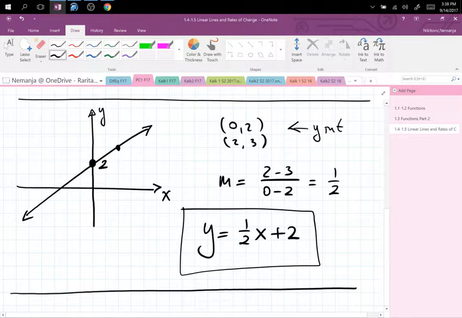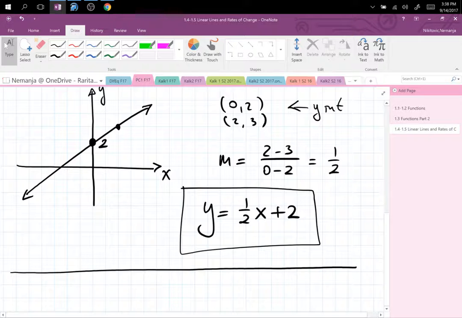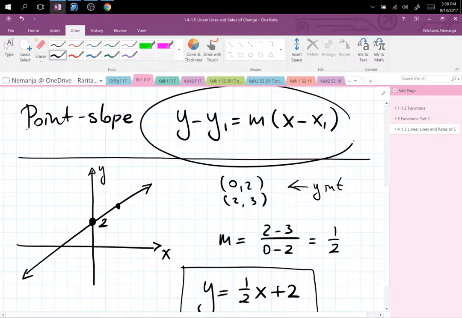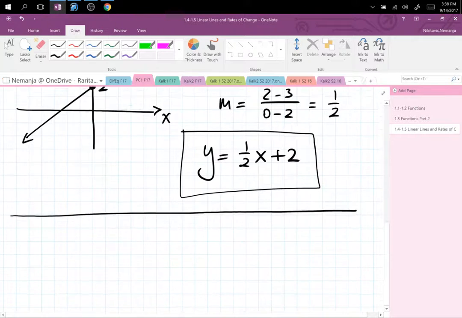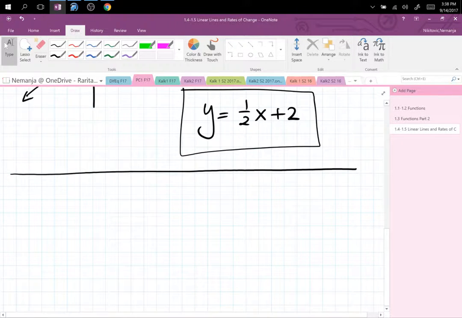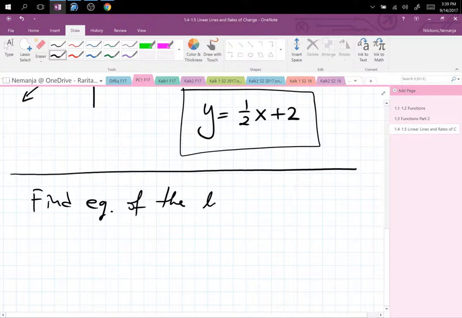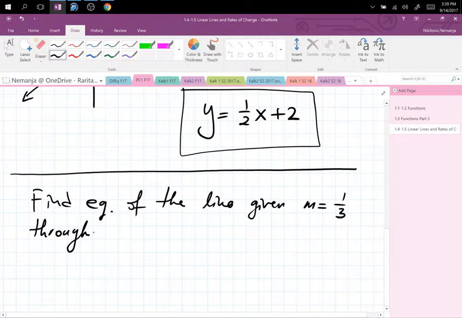Now, when these calculations are a little bit trickier, you might remember from algebra, then you might want to use this formula. Say that you know that slope, so find equation of the line given m equals 1/3 through the point 5, 6, right?